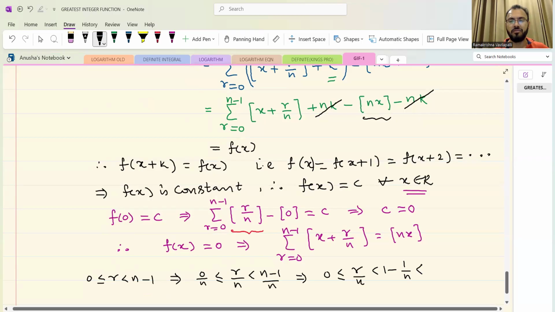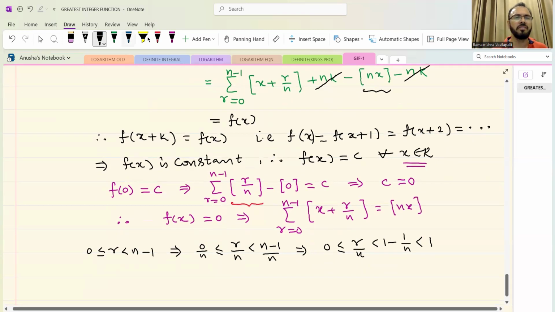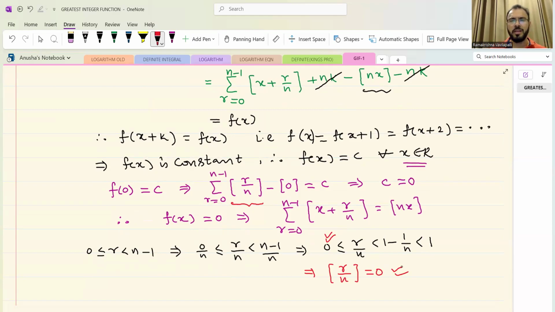So this is less than 1. So if any quantity lies between 0 to 1, excluding 1, that integral part is 0. We always consider that left integer only. This implies integral part of r by n equal to 0. So the proof is completely finished. If you do not understand, please watch it again. I hope I have explained very clearly.